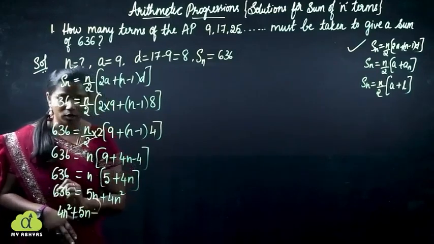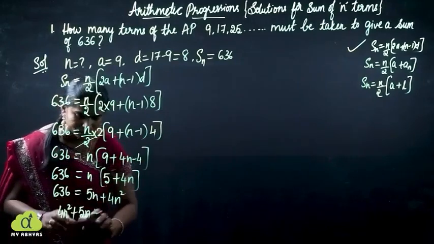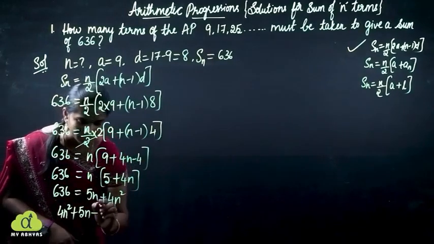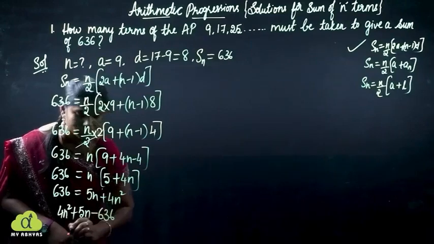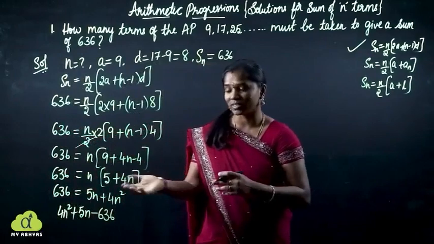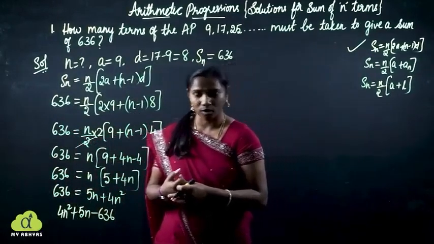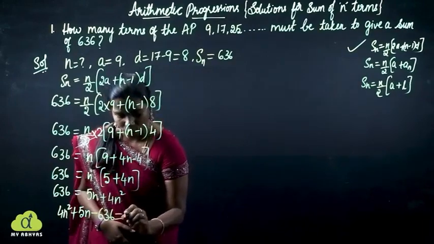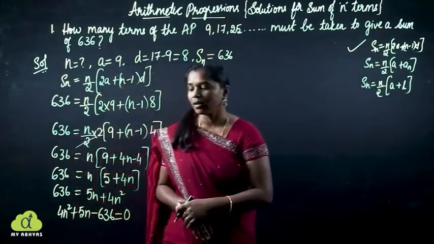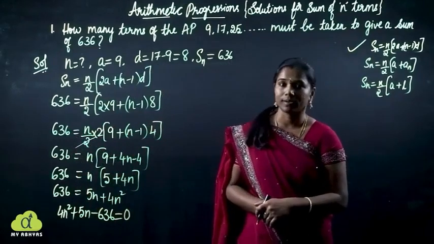And bring this 636 across. No, we are not keeping it as it is, we are shifting it, so it becomes minus 636. Now all the terms are towards one side, the left hand side. So what are we left with on the RHS? It is 0, right? So just equate it to 0. Clear? Now we have arrived at the equation which we are supposed to solve.